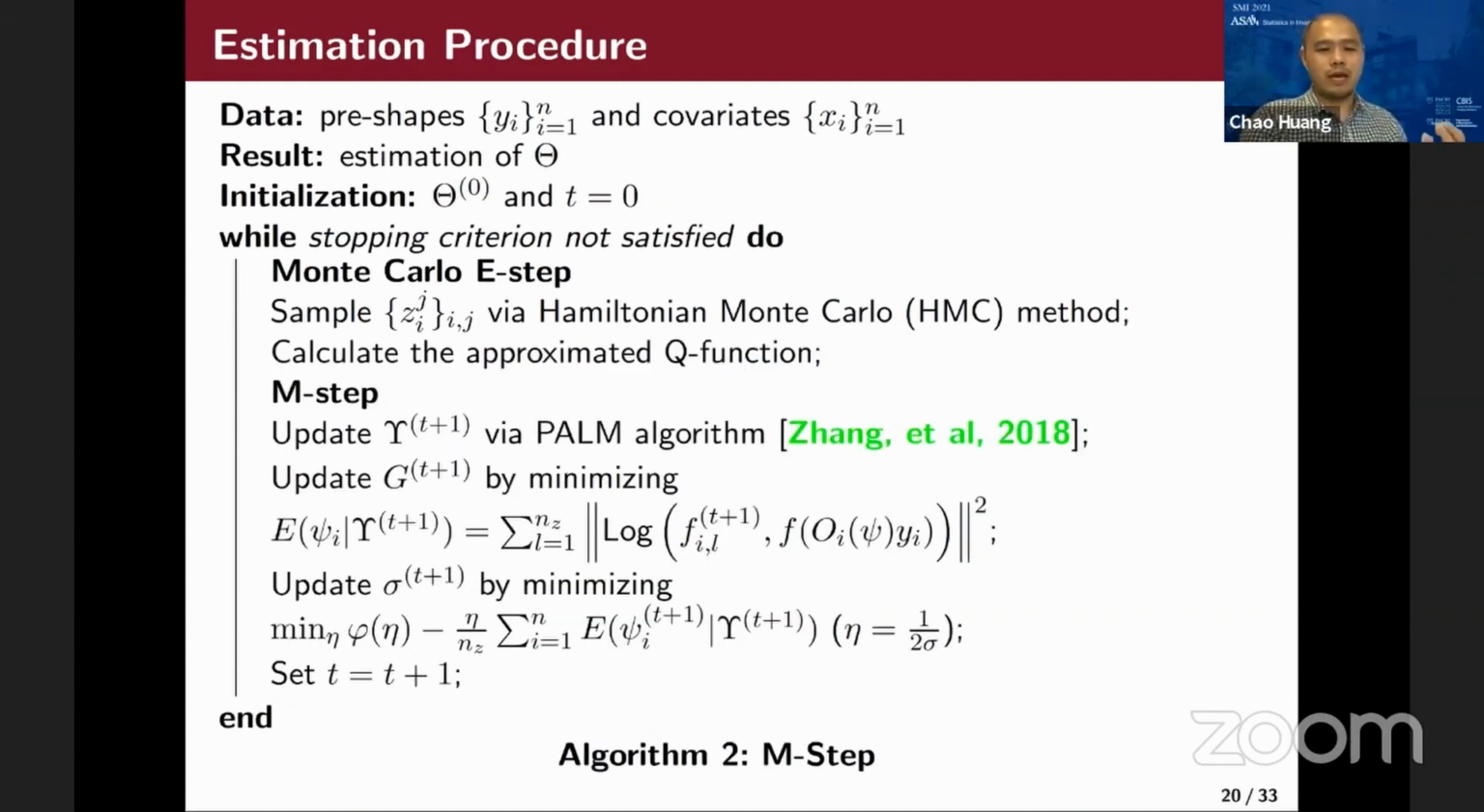And after that, in the M step, we use a manifold-based gradient descent method, which we call the PARM algorithm, to update all these parameters of interest. And we do all these optimization problems to get the updates for the individual transformations and also the nuisance parameter sigma.